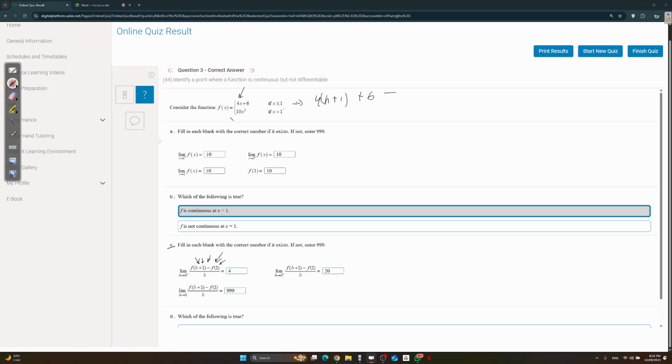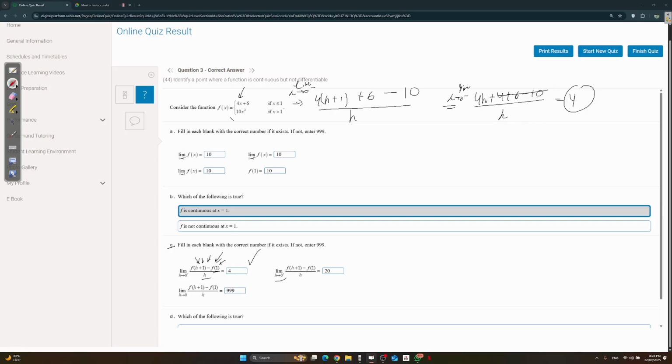Minus f of 1. What does f of 1 mean? It means substitute x by 1. So 4 times 1, 4, plus 6, 10. So minus 10, all over h. Don't forget this is the limit as h approaches 0 minus. So you get 4h plus 4 plus 6 minus 10 over h. This cancels. You get 4h over h, again the limit as h approaches 0 minus. 4h over h is 4, because h is cancelled. So the first one is 4.